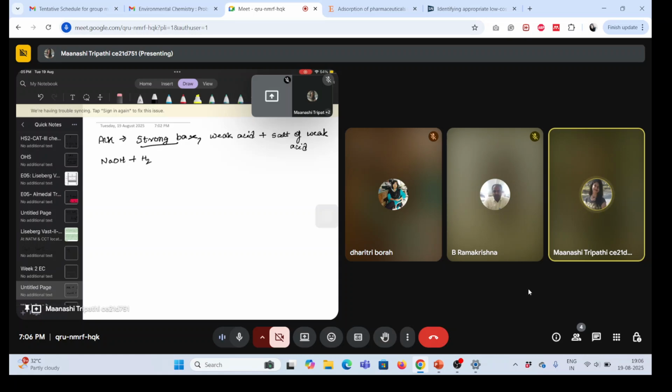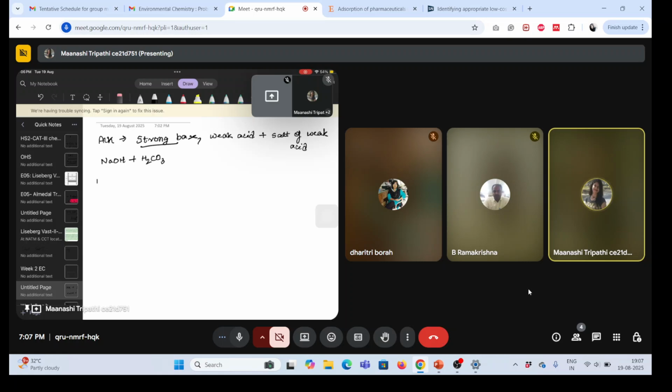So if we say that NaOH is there, which is a strong base, and we are reacting it with H2CO3, which is a weak acid, this NaOH is going to neutralize this acid. Even if both acid and base are present, whatever solution we get will be more of an alkaline solution.